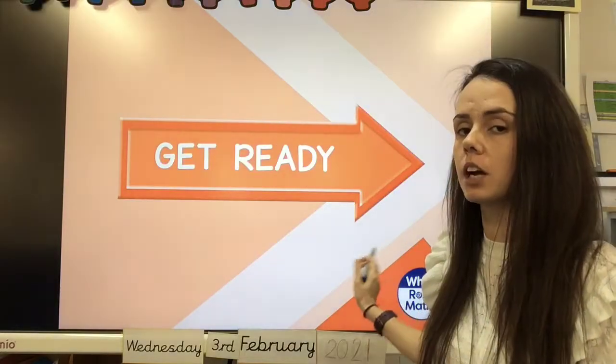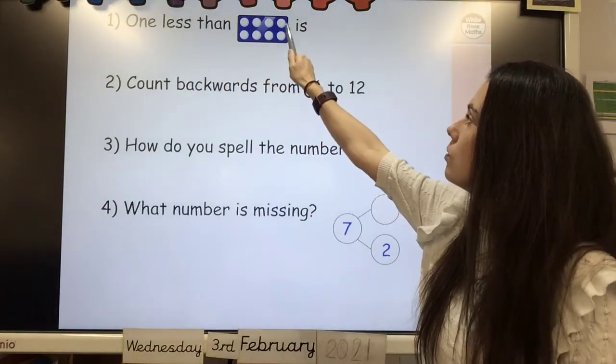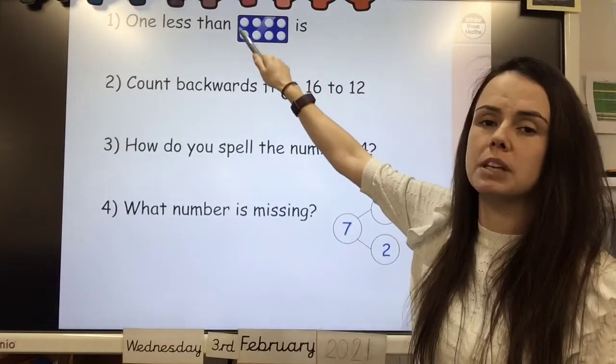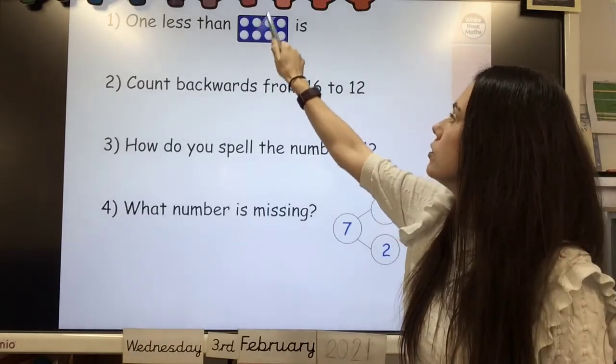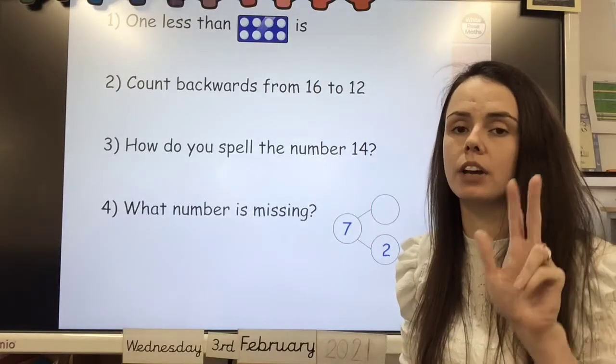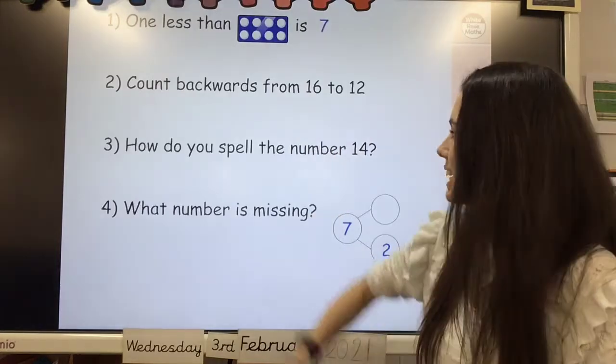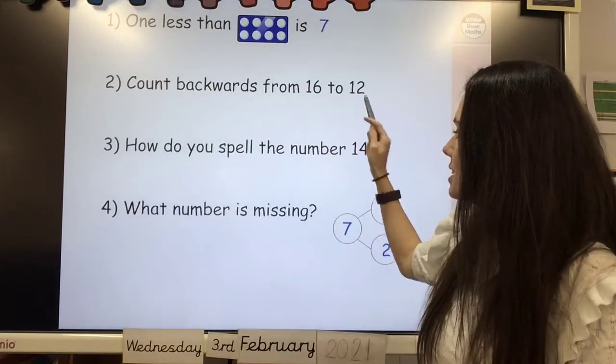Let's just practice it, warm up our brains first. So, 1 less than, what's this? What piece is this? Let's count them. 1, 2, 3, 4, 5, 6, 7, 8. So 1 less than 8 is, we had 8, take 1 away, 7. Fantastic.